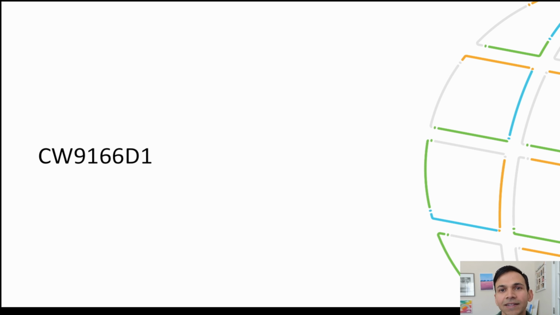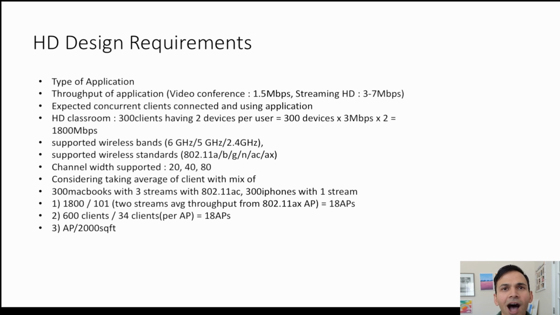And before we get in, let's understand the purpose behind high density and how we design high density, a quick look into it. It depends upon your type of application, like high density video or voice conference, and the expected concurrent number of clients. In a high density classroom, if we have 300 clients, consider every student in that area has 2 devices, so 600 clients, supported wireless standards, supported wireless bands. What is the mix of the clients that will be used?